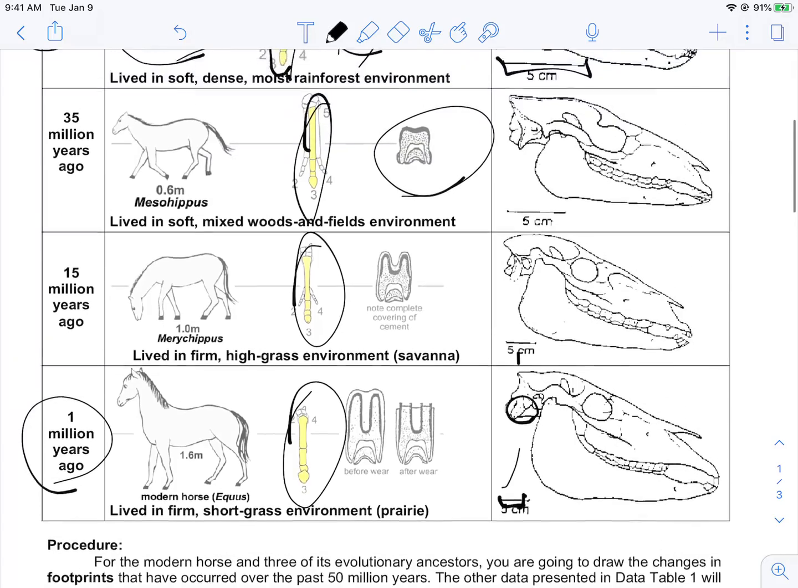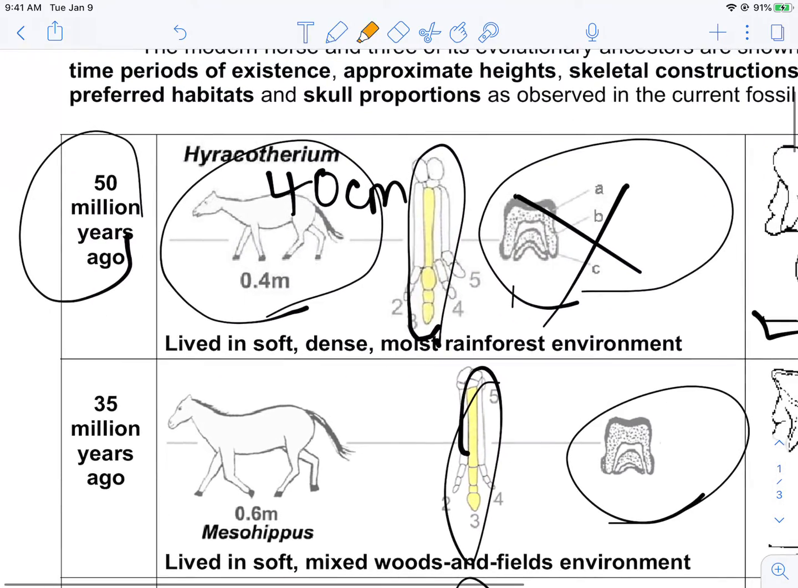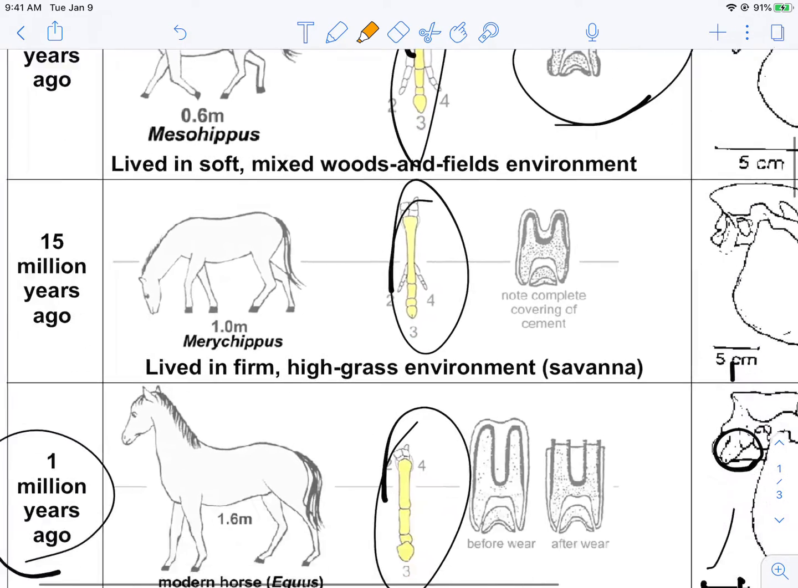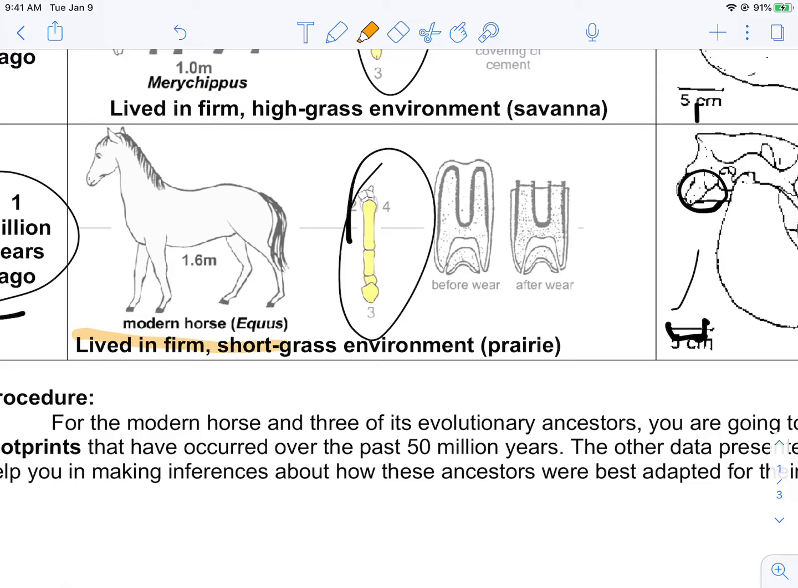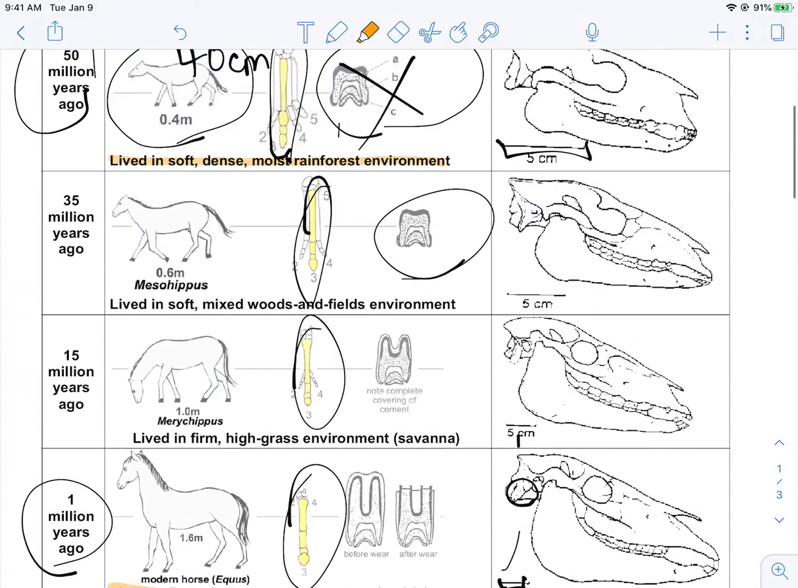So what are you going to do with this here information? Oh yes, before I forget, the last part of information is going to be, what kind of habitat did it live in? So 50 million years ago, horses lived in soft, dense, moist rainforest environments. Now, they live in firm, short grass environments or prairies. So how does this all come into play?